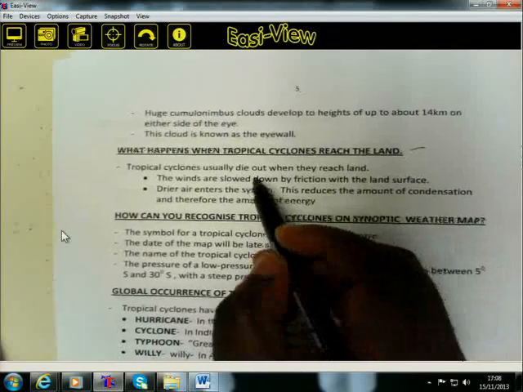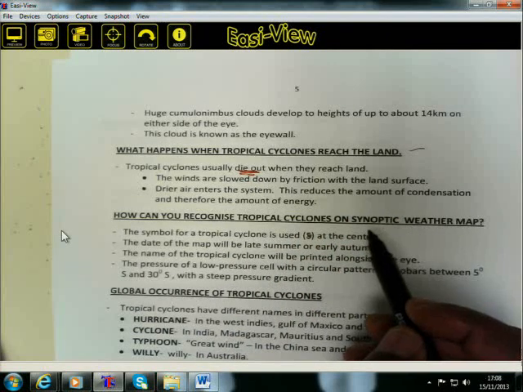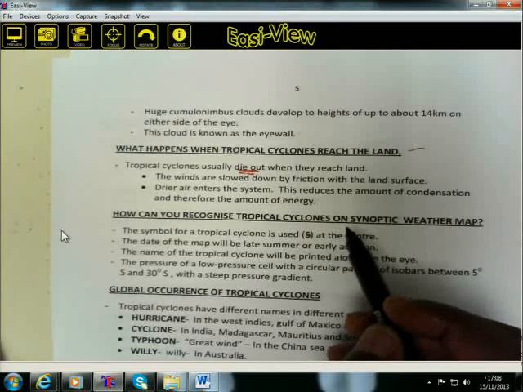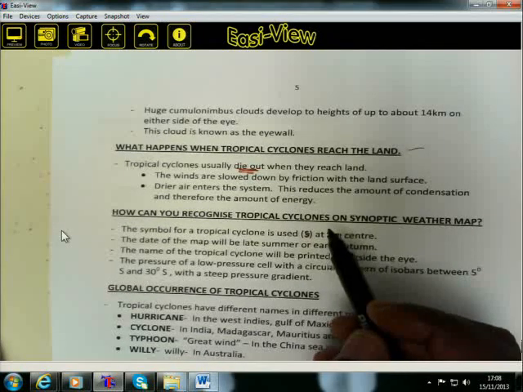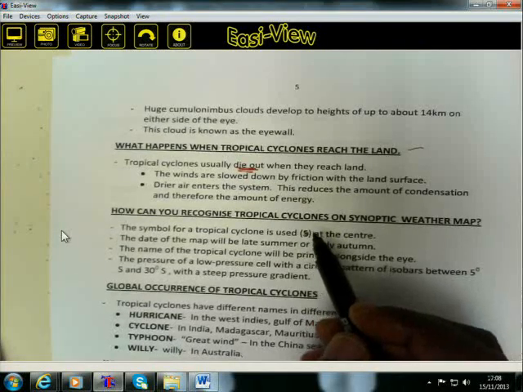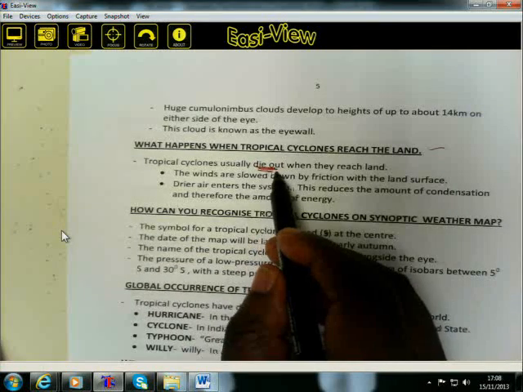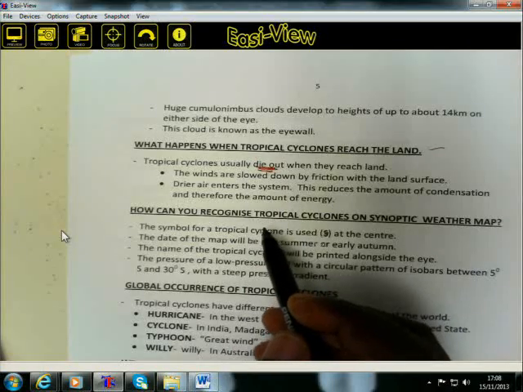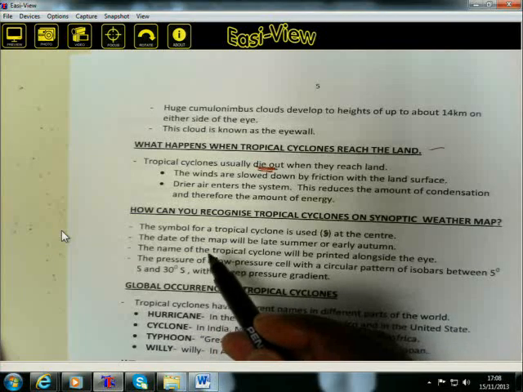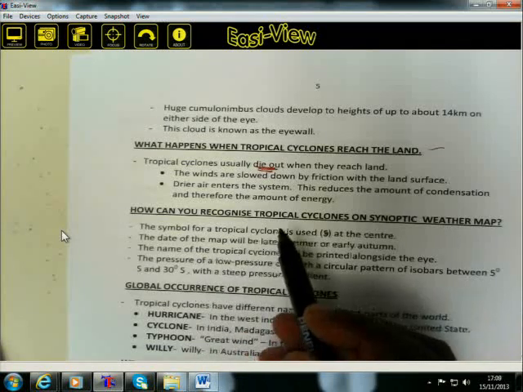Tropical cyclones usually die out when they reach the land. Even if when it comes over the ocean, being so strong, being energetic, full of energy from the latent heat, immediately when the tropical cyclone reaches the land, in most cases, it dies out. Yes, maybe after causing a havoc, maybe after causing a great destruction, but ultimately it will die out when it reaches the land.